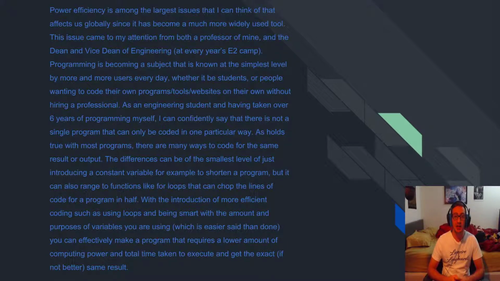This issue came to my attention from both a professor of mine and the two deans, the dean and the vice dean of engineering at each year's E2 camp. It was discussed. E2 camp, for those of you that don't know, is our ASU summer engineering camp. I counseled this camp for about 4 years, and we always discussed this subject at each camp.